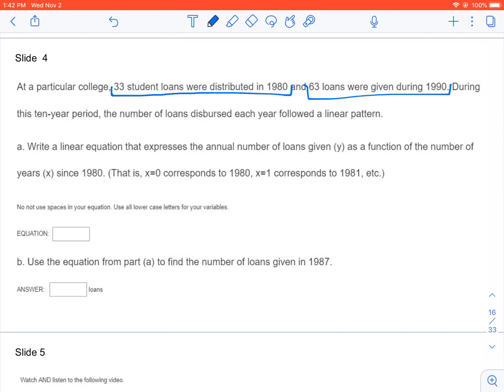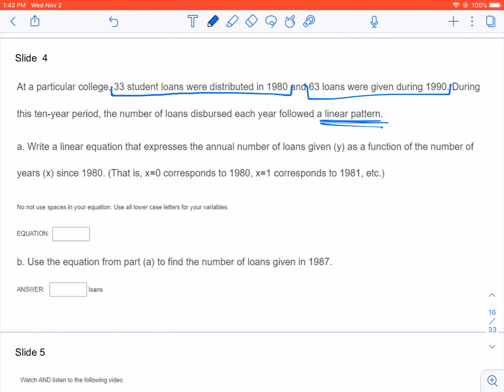During this 10-year period, the number of loans disbursed each year followed a linear pattern. Linear just means straight line. We have two parts to this question. Part A, write a linear equation that expresses the annual number of loans given y as a function of the number of years x since 1980.